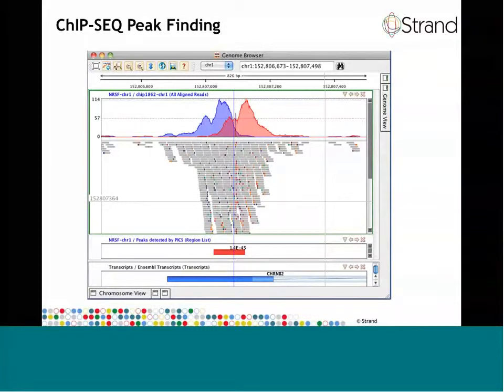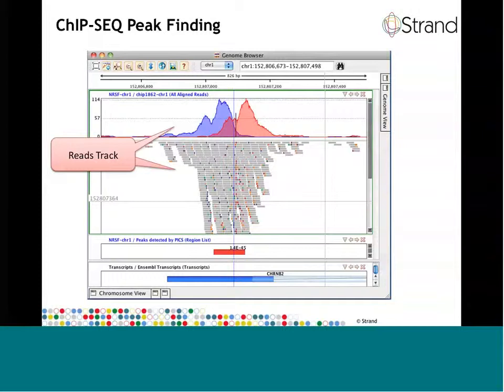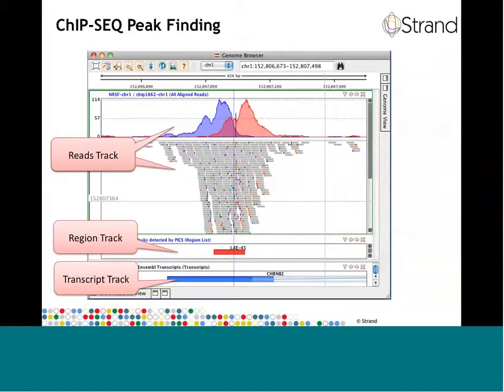The genome browser is divided in a number of tracks, and in this case there are 3 tracks showing, but there can be many more tracks. The top track is the reads track, and this contains the coverage and read data, in this case for a single sample. The middle track shows a region track that contains regions that were detected by the PICS algorithm as containing peaks. And the third track below shows the annotation information for the genome, in this case the Ensembl transcripts. Other annotation tracks can be added, such as the dbSNP track or the annotation information from the UCSC or RefSeq transcripts.